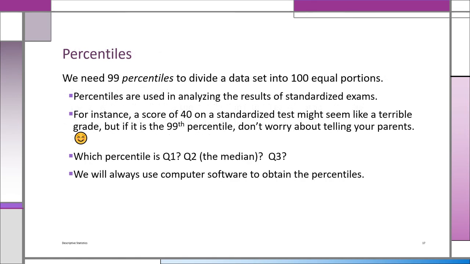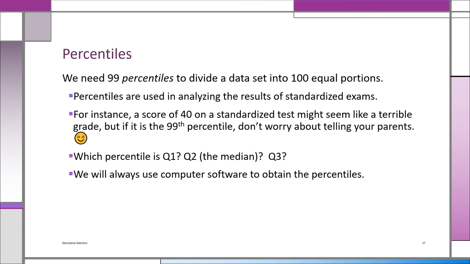As you know, we need 99 percentiles to divide the data into 100 equal portions. Very often we use percentiles for standardized exams like the SAT and tests like that. So what is a score of 40 on a standardized test? You don't know what it means. It seems a horrible grade. You got a 40. But really, if it's the 99th percentile, it's actually a great score.